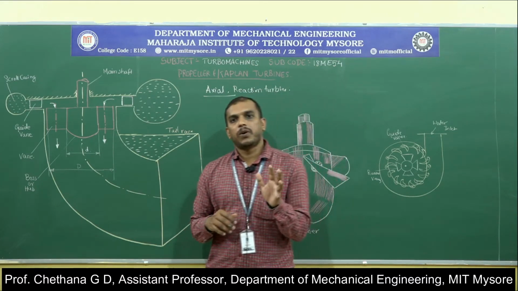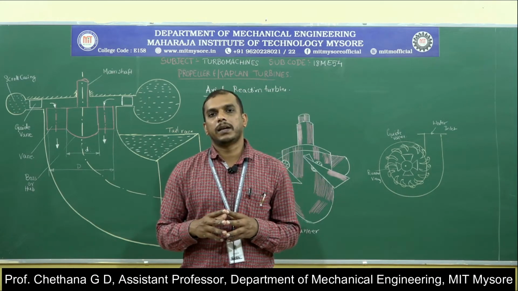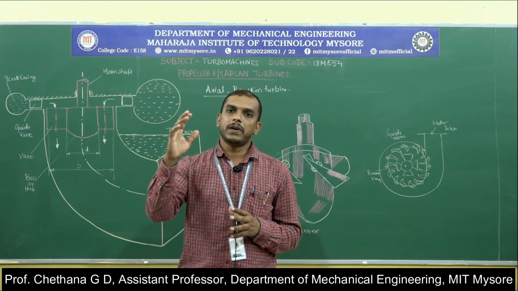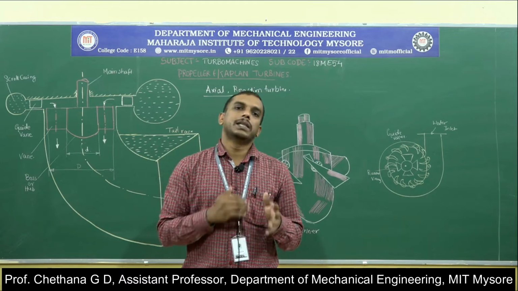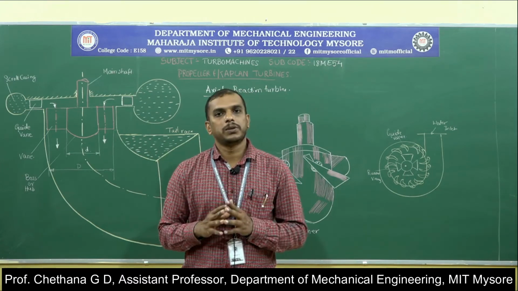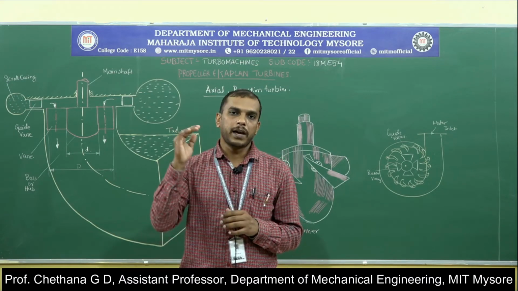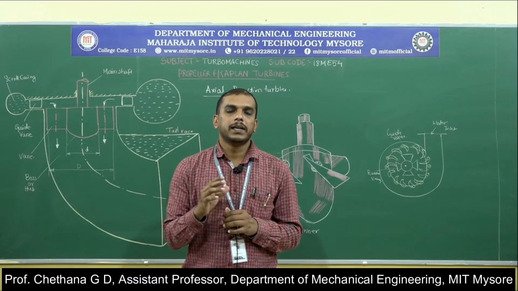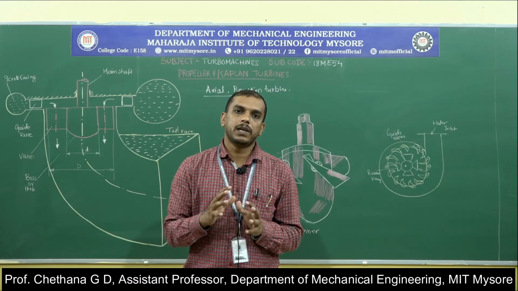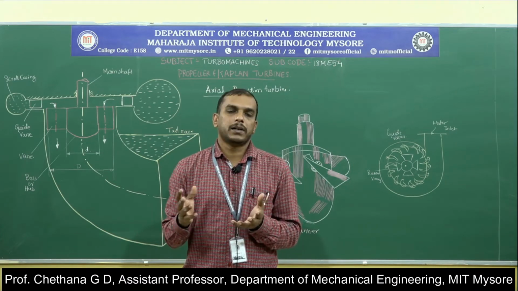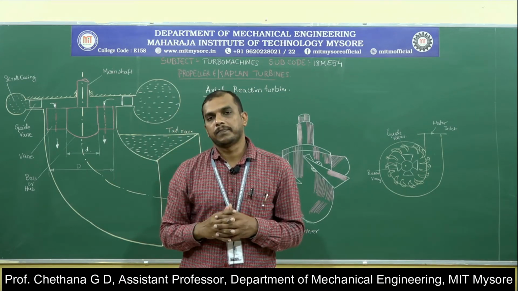Now whenever we want to choose a turbine for a given site, we look at the available head and the discharge. Depending on that we select which turbine to use. If you have a very high head and low discharge, we go for a Pelton wheel. A Pelton wheel operates at very high efficiency at higher head and lower discharge.